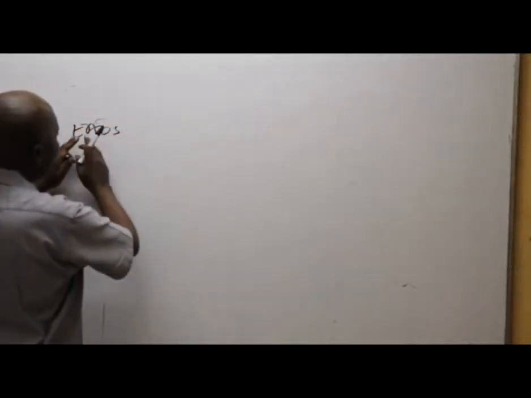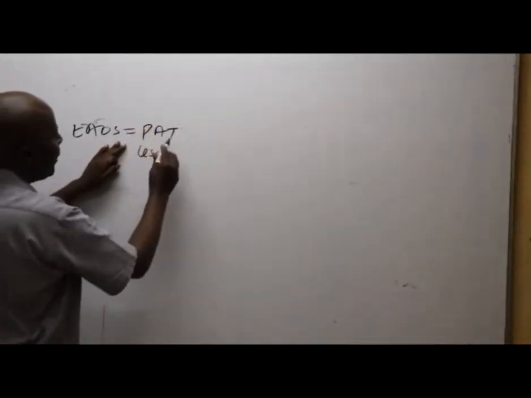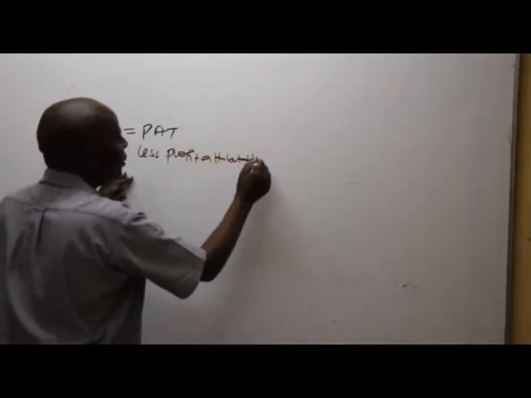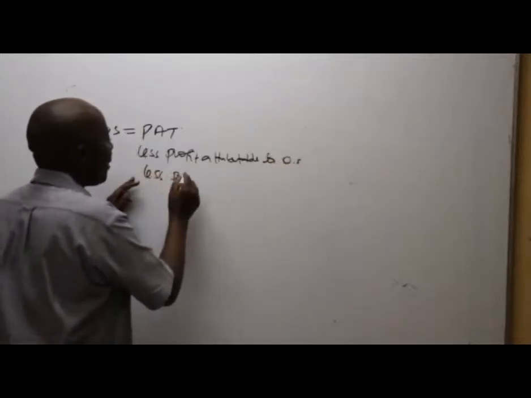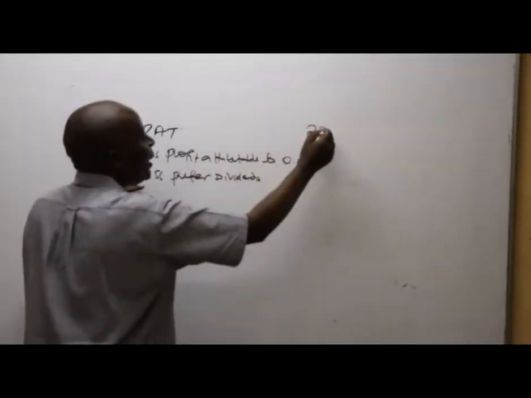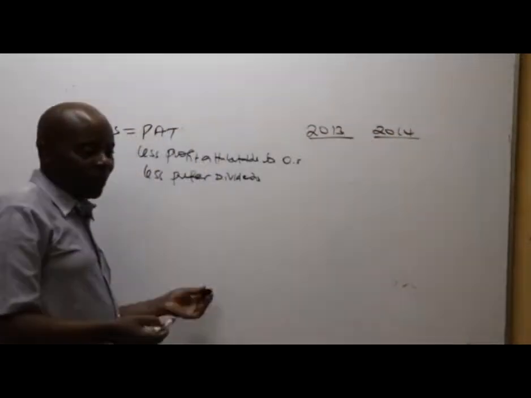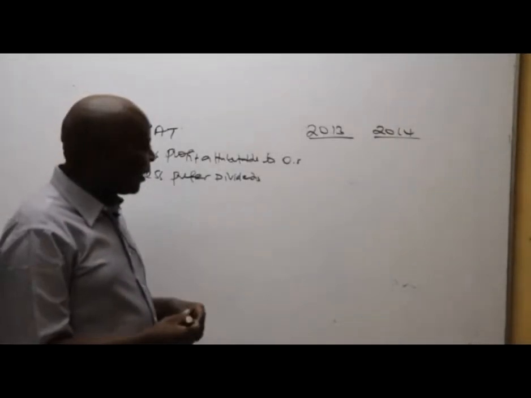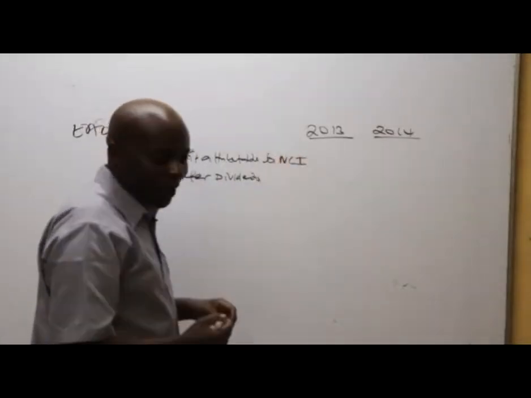The EROs, earnings attributable to ordinary shareholders. Take the profit attributable to ordinary shareholders. Say less preference dividends. Very easy, less preference dividends. We have two years, 2013 and 2014, any low-hanging fruits? How could they give us this kind of an easy question, really, which doesn't need thinking? Profit attributable to NCI, sorry. Profit attributable to NCI.